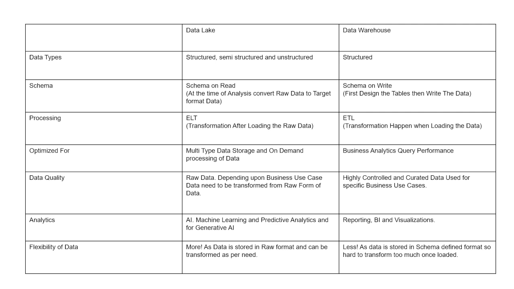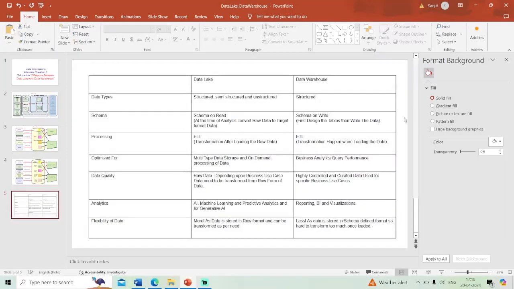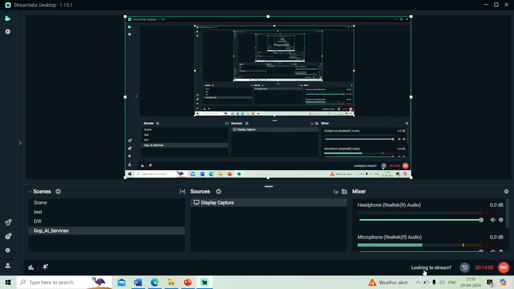Now, flexibility of data. Data in a data lake is more flexible because you are storing raw data and you can transform the data as per your need. But in case of data warehouse, it is less flexible, right? Because you have a more schema-designed data.